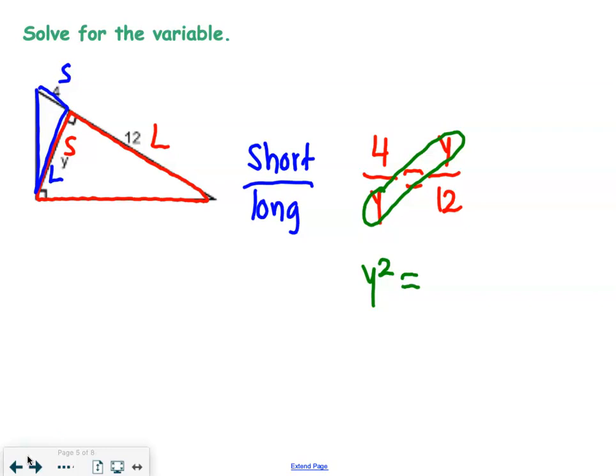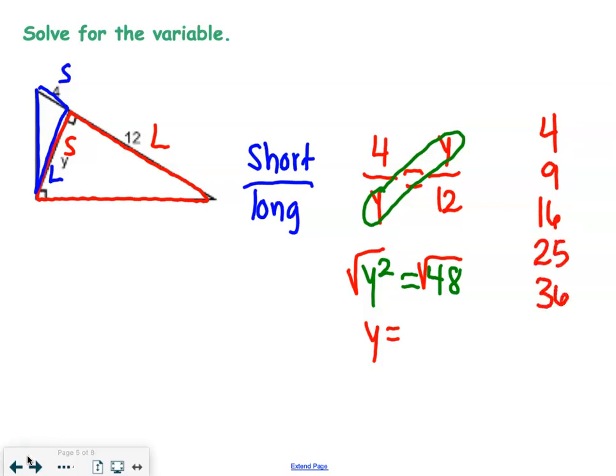And then 4 times 12 would give me 48. And now from here, we just simplify. So I think we all know the square root of 48 is not a whole number. So again, here's our quick little list.